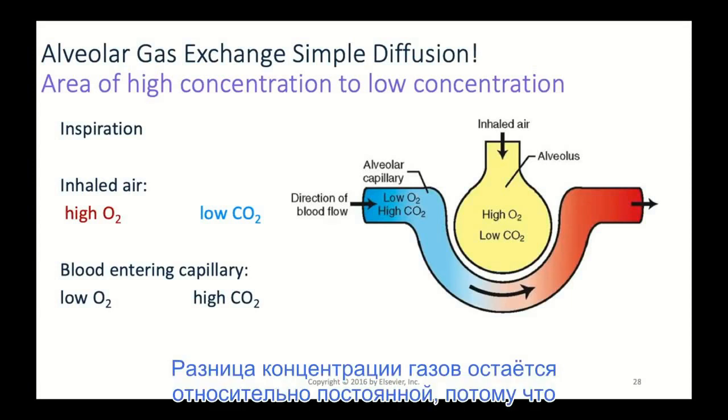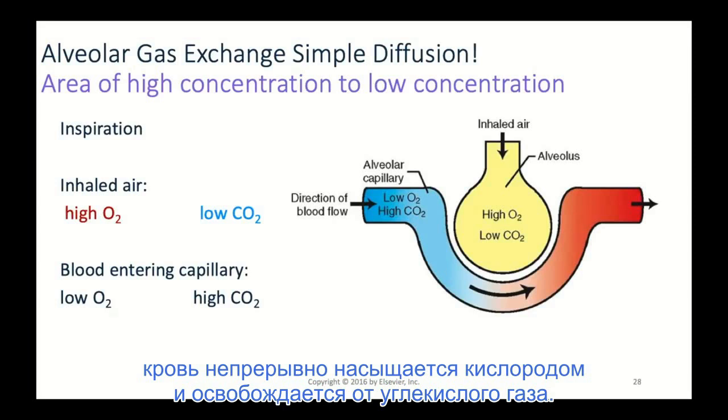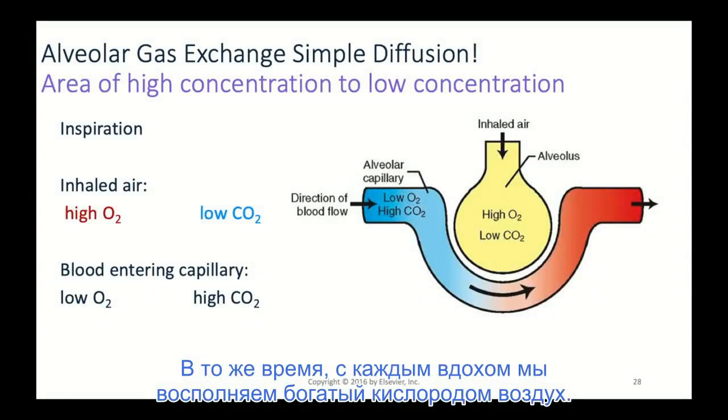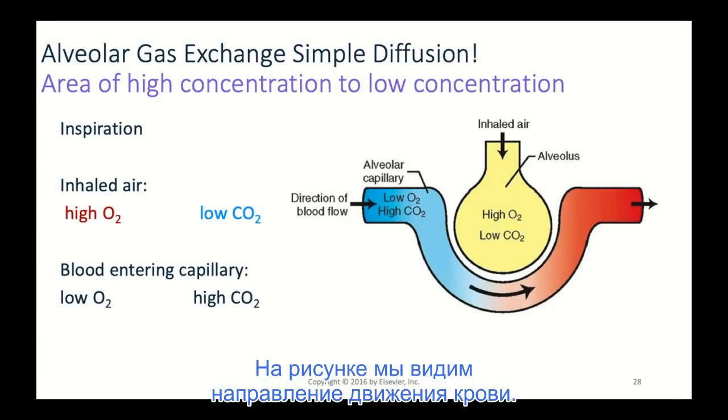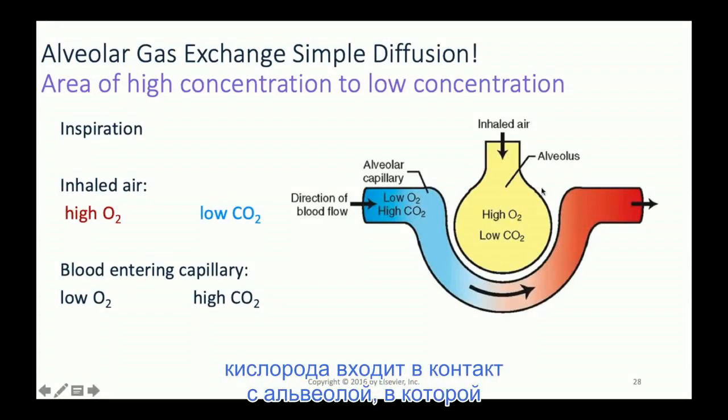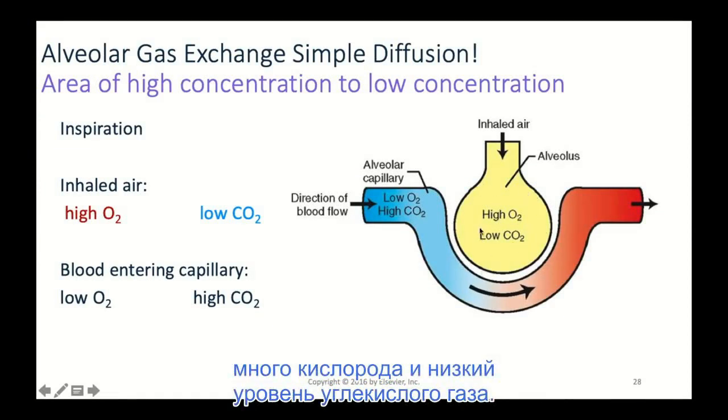The differences in the concentration of the gases stay fairly constant because the blood is continuously picking up oxygen and dumping the carbon dioxide. So it flows away and it's replaced by more low oxygen, high carbon dioxide blood. At the same time, every time we breathe, we're replenishing this. Okay, so we can see the direction of the blood flow. We've got low oxygenated, high carbon dioxide blood, and then it comes into contact with the alveolus. Alveolus is singular for alveoli, which has lots of oxygen, low carbon dioxide.